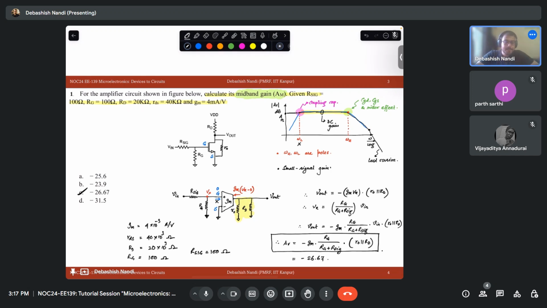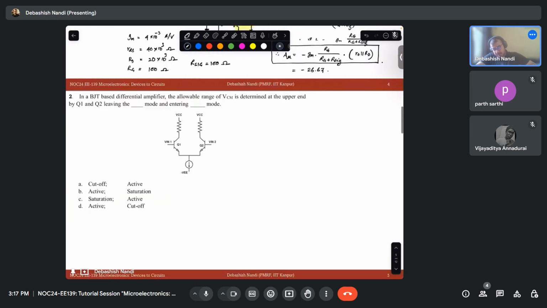Okay. So this is what is meant by mid-band gain, because if you ignore your coupling capacitances, always remember that this mid-band line will touch the DC line. So this is omega equal to 0. Omega equal to 0 means your DC. Your frequency is 0. That is your DC. So your DC gain is the mid-band gain. Okay. So let me use consistent terminology. AM. Okay. So let's move on to the next problem.